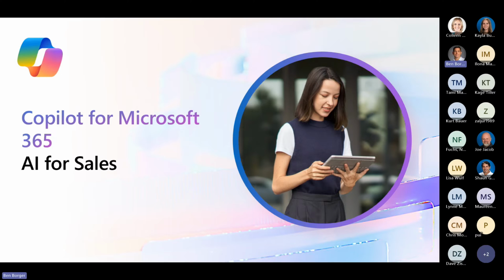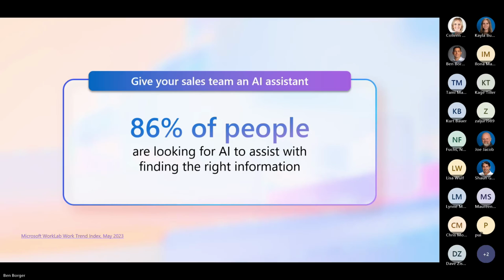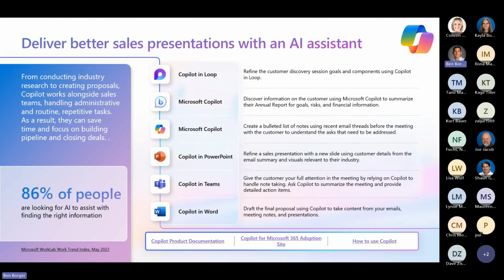Now let's take a look at how Copilot can empower sales within an organization. Another interesting statistic from the Work Trend Index: almost 9 out of 10 people are looking for AI to assist with finding information within their organization. And this is a really great application for generative AI in its current state. Let's consider how we can improve sales presentations with an AI assistant.